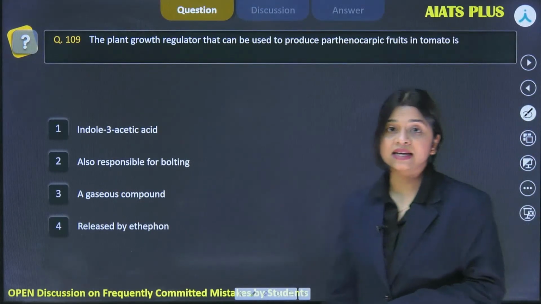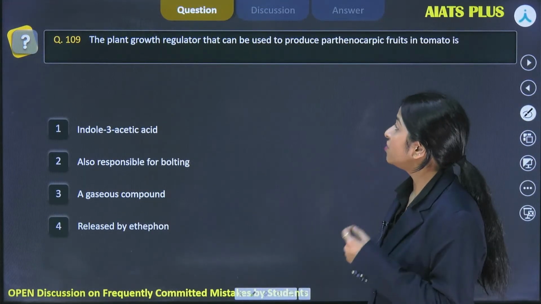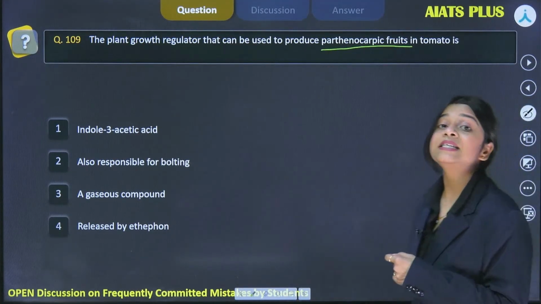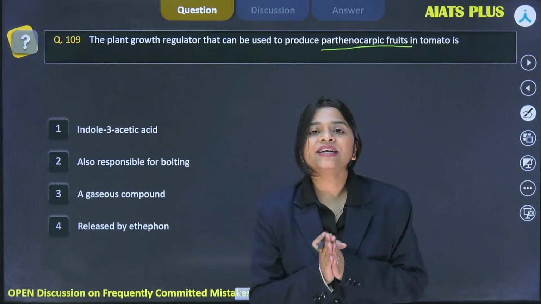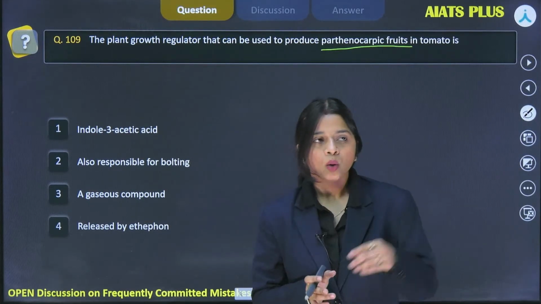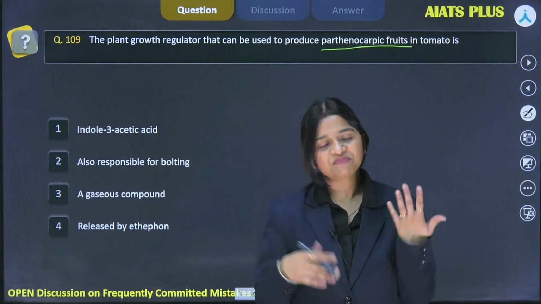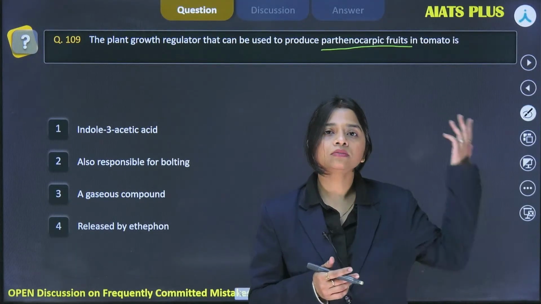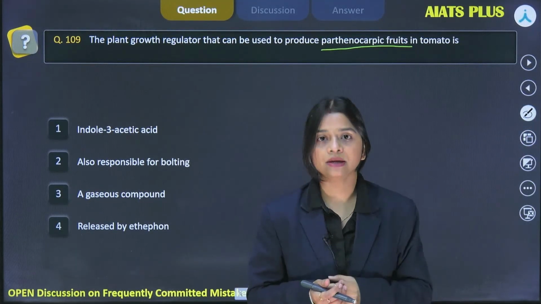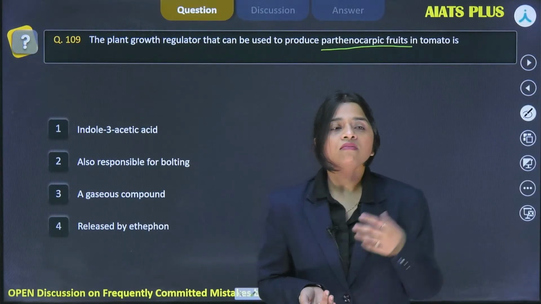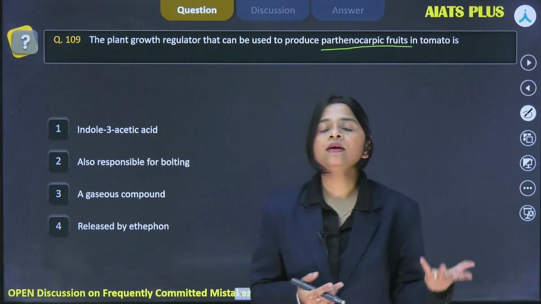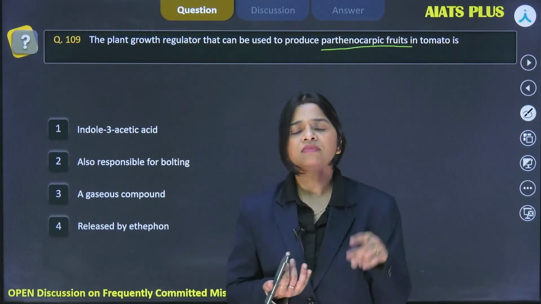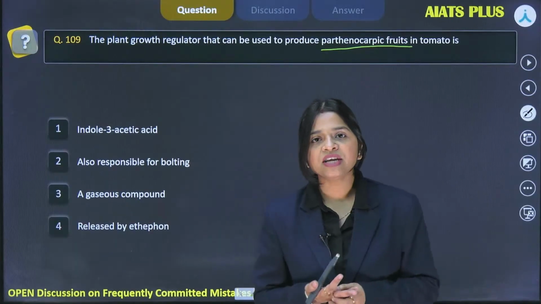Question number 109. The plant growth regulator that can be used to produce parthenocarpic fruits in tomato is, alright. So it is from plant growth and development. When it comes to the questions from PGD, plant growth and development, mostly the questions are asked from the section that is plant growth regulators, right, the hormones. Now there are so many hormones, there are so many roles that are being performed by them, right, their composition, their origin, their experimental discovery and everything, right.